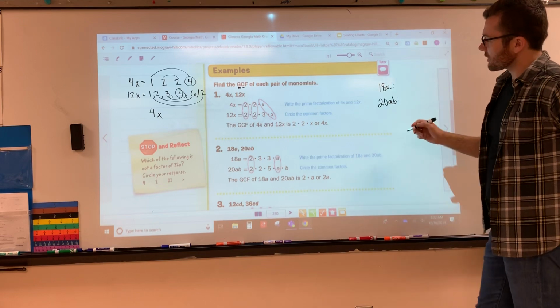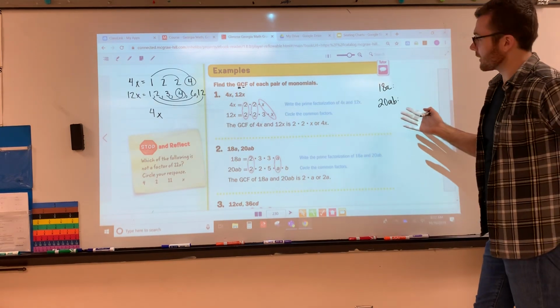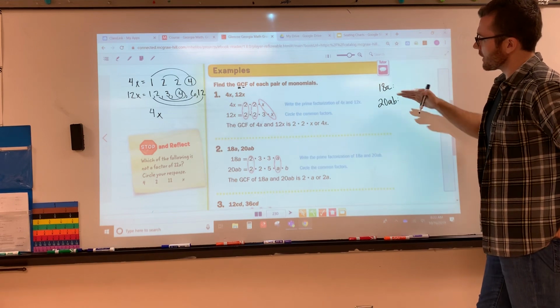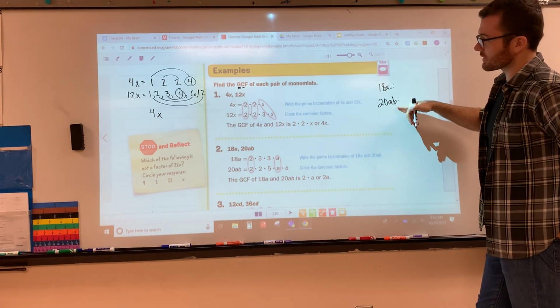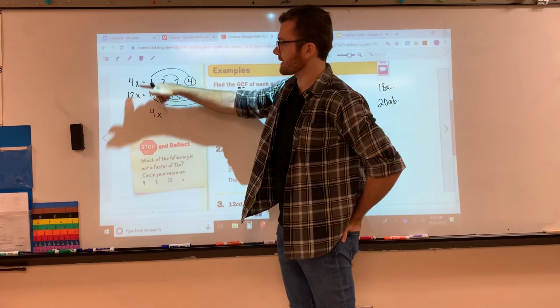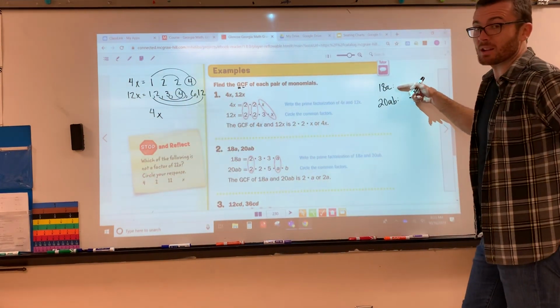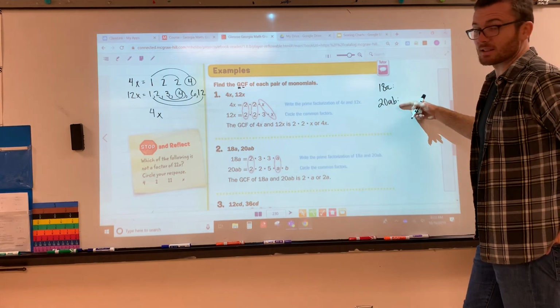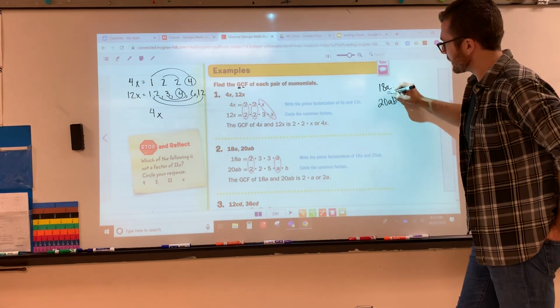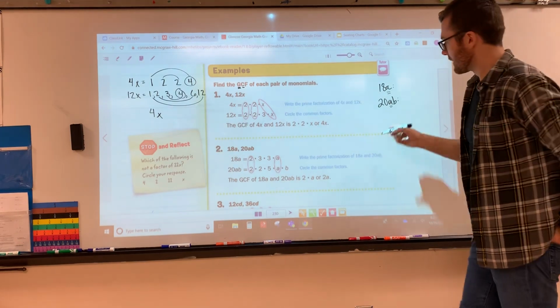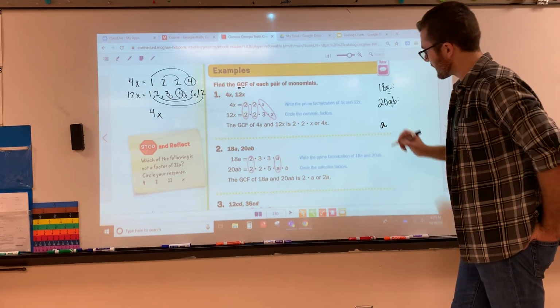All right, so whenever I first glance at this, I notice that they're both even. I notice that they both have a's, but 18a does not have a b. So this one both had x's, so I could automatically pull out the x. But since 18a doesn't have a b and 20ab does, I'm only gonna pull out the a, because you're looking for the things they have in common, the things that are the same. So I know that they're gonna have an a as a variable.